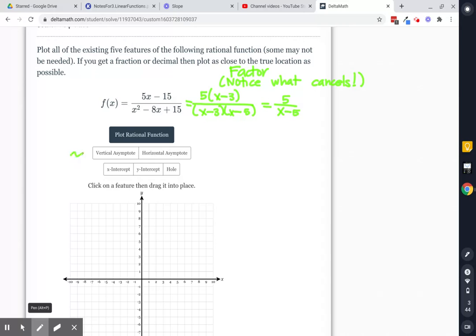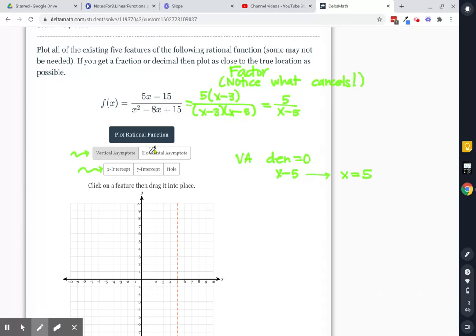Now, these two lines are all stuff that we did just recently. So the first thing I need to plot, it says plot all of the existing 5 features. So the first thing, my vertical asymptote. Click on a feature, then drag into place. I'm going to drag my vertical asymptote to x equals 5 because my vertical asymptote comes from my denominator and where it equals 0. Since it's x minus 5, my asymptote is at x equals 5.